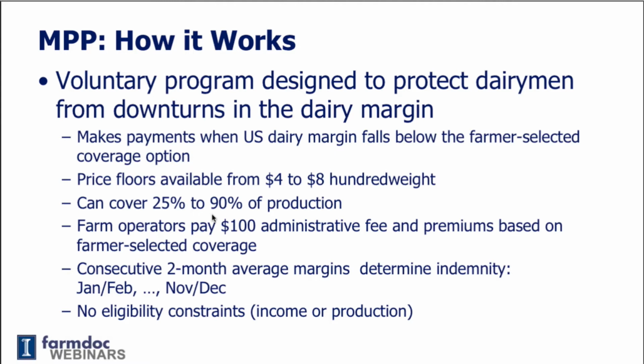Payments under MPP are based on consecutive 2-month average margins, so January, February, March, April, all the way to November, December. So up to 6 times a year, dairy farmers could be eligible to receive an MPP payment. And importantly, there are no eligibility constraints, no adjusted gross income or production caps with this new program.